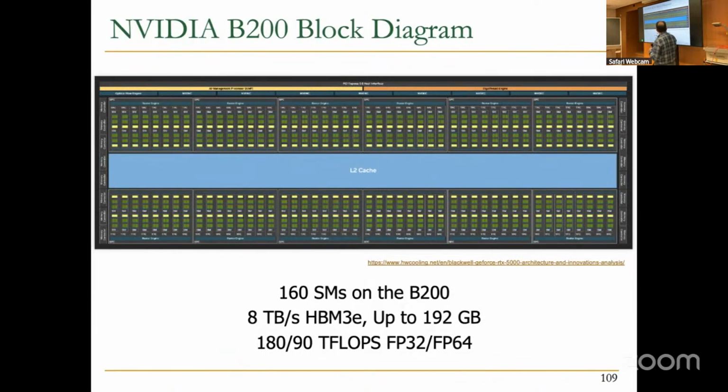So the B200, which I think is the most powerful chip of this architecture, has 160 SMs or 160 cores, and 8 TB per second of memory bandwidth with HBM3, and you can have up to 192 GB of data. And you can see the performance they get: for example, 32-bit floating point is 180 and 64-bit floating point is 90 teraflops.